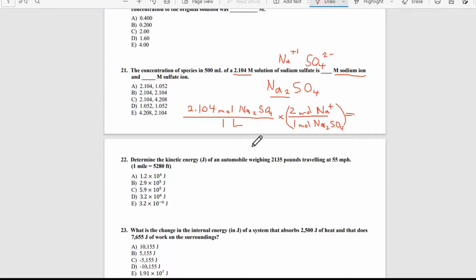4.208. And note that since that is the only choice that gives you that as your first answer, it is E. Yeah, so that is your correct answer. Moles of this cancel out, and I get moles of sodium ion per liter of solution. My molarity is 4.208 molar. The 500 milliliters was just a diversion? Yep, completely unnecessary information.